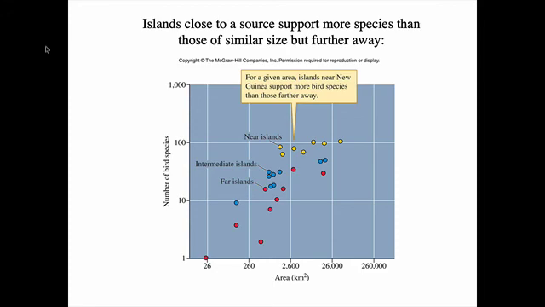Okay, here are intermediate islands, and look, this island is about the same size as this one. This one has 10 species. This one, again, has roughly 30 because it's closer. It's easier to colonize. So island size makes a difference. Larger islands have more species. Island distance makes a difference. Close islands have more species than far islands.